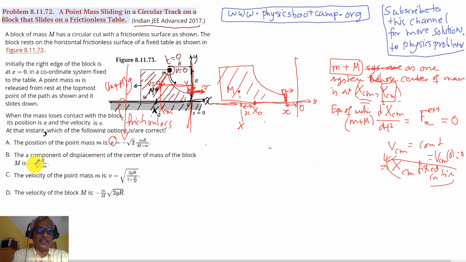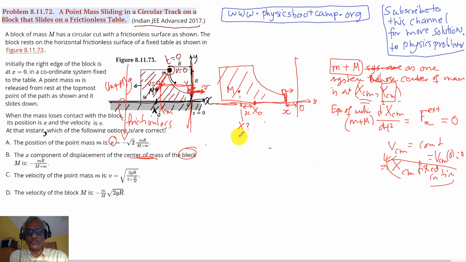And if you look at part B, it says x component is the center of mass of the block. So we're supposed to figure out not the center of mass of the two together, but this m. So figure out x, what x will be. Well, from the geometry, x is just x0 plus x, right?